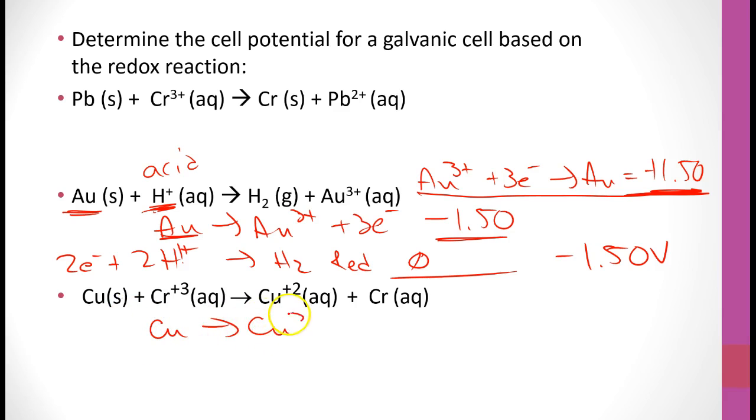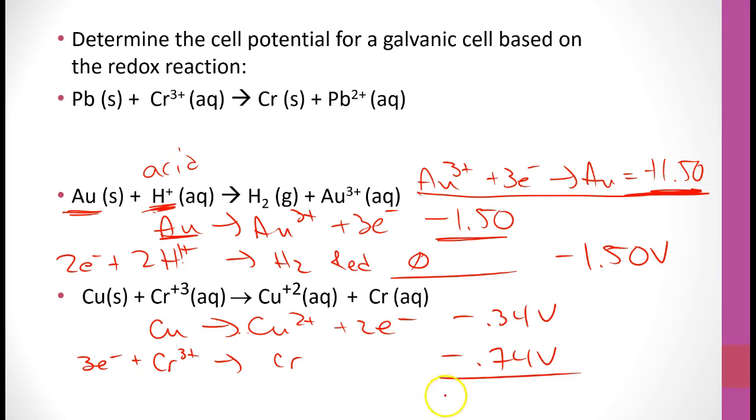All right, let's look at this one. Cu goes to Cu2+. Cr3+ goes to Cr. And again, I'm putting in the electrons. Not necessary to figure out the potential, but sometimes it helps to find things. Negative 0.74 volts. And again, this is being oxidized, so when I find that one, I'm going to change the sign on it. Negative 0.34 volts. Add them together. Negative 1.08 volts. Again, doesn't happen. Copper likes to remain as an element. It doesn't like to be oxidized.